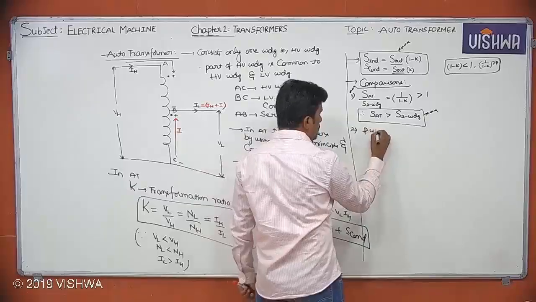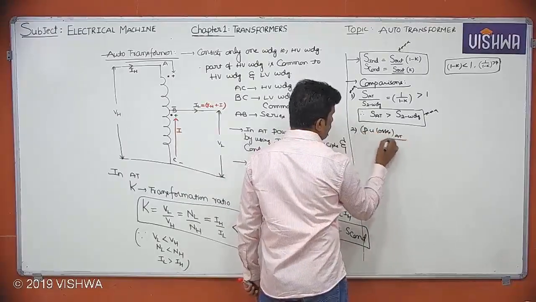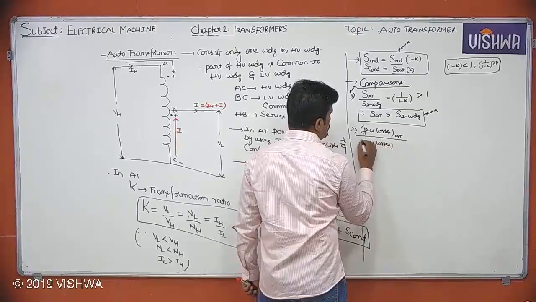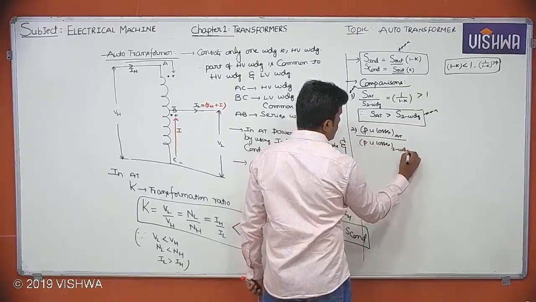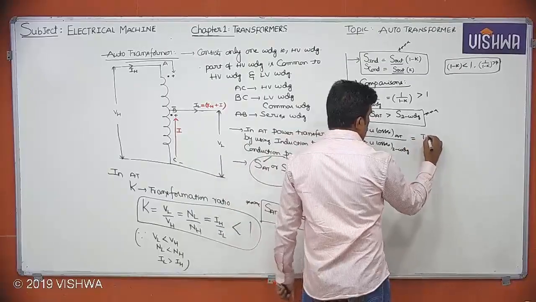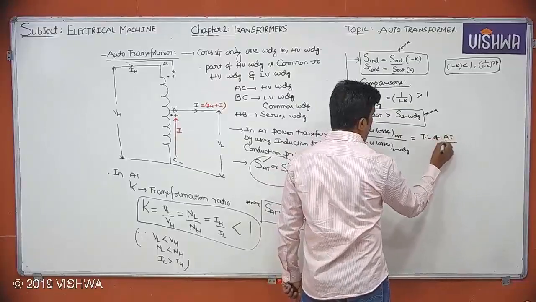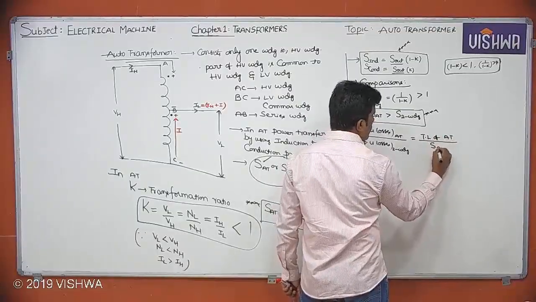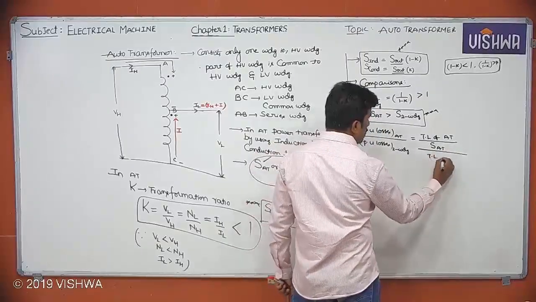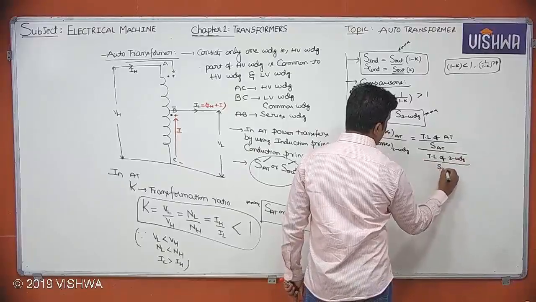Per unit losses of auto transformer divided by per unit losses of two-winding transformer is equal to, what is the formula? Very simple. Total losses. TL means what here? Total loss of auto transformer divided by the rating of auto transformer. This is the formula of per unit losses. By total loss of two-winding transformer divided by rating of two-winding transformer.